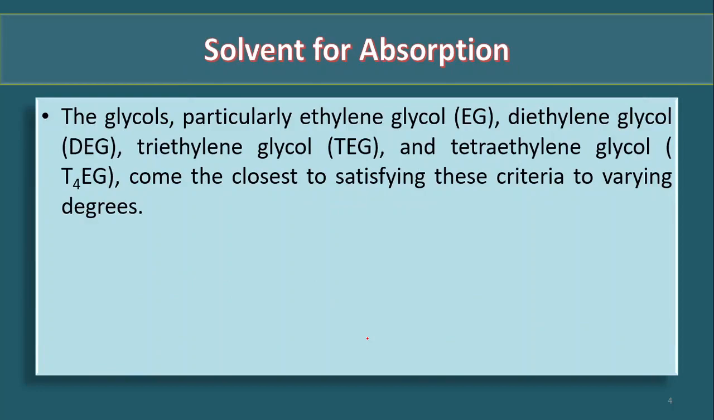The solvents that are normally used in the absorption process are the glycols. In the family of glycols, we have different types. For example, the first one is ethylene glycol. The second one is diethylene glycol, DEG, the third one is triethylene glycol, TEG, and the tetraethylene glycol, that is T4EG. These come closest to satisfying these criteria, to varying degrees. So they are almost satisfying the requirements for any solvent. In fact, the glycol family acts as a very good solvent for the absorption and removal of water from the natural gas.